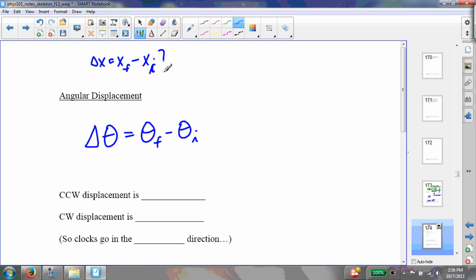Now, if you remember, for our linear displacement, we said that right is positive and left was negative. So we need to do a similar thing here where we just set a standard for what is going to be positive and what is going to be negative. And in this case, our counterclockwise displacement will be positive, and our clockwise displacement will be negative.